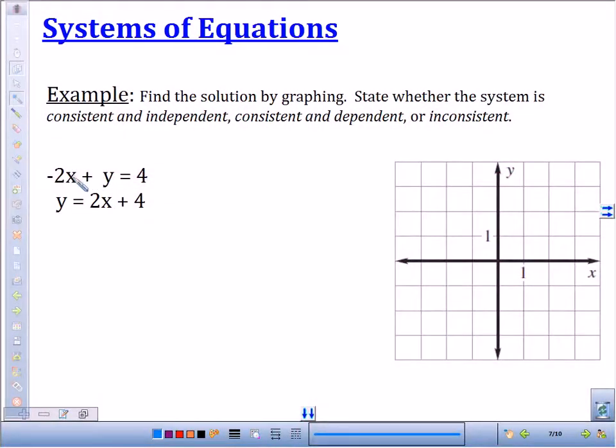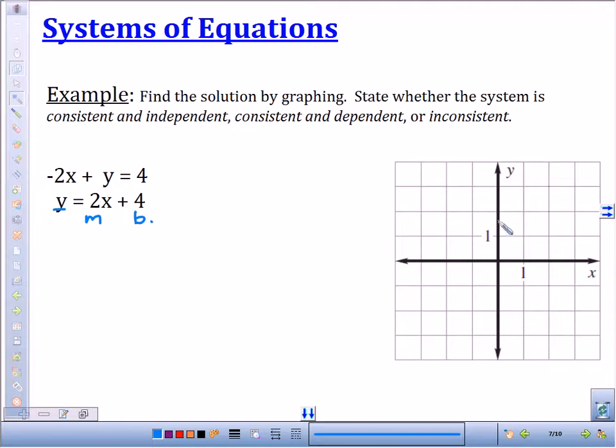I want to decide if this system is consistent and independent, consistent and dependent, or inconsistent, and tell what the solution would be. So, we don't need to solve the second equation for y because it's already been solved for y. What I'm going to do instead is just go ahead and plot my point and draw my line. It's the easier one. I always want to do the easiest ones first.